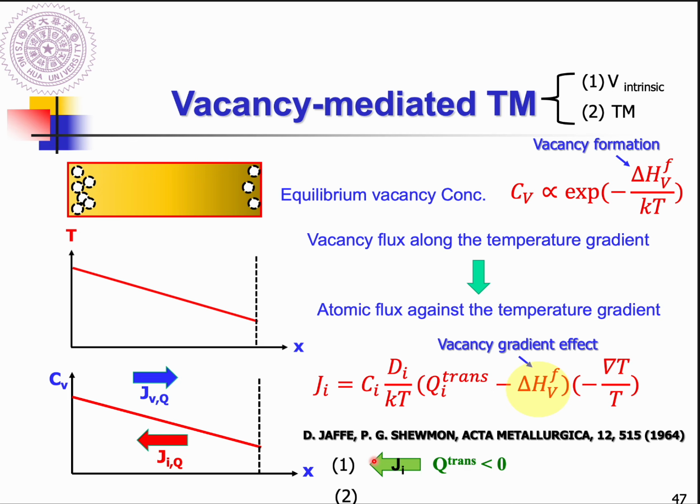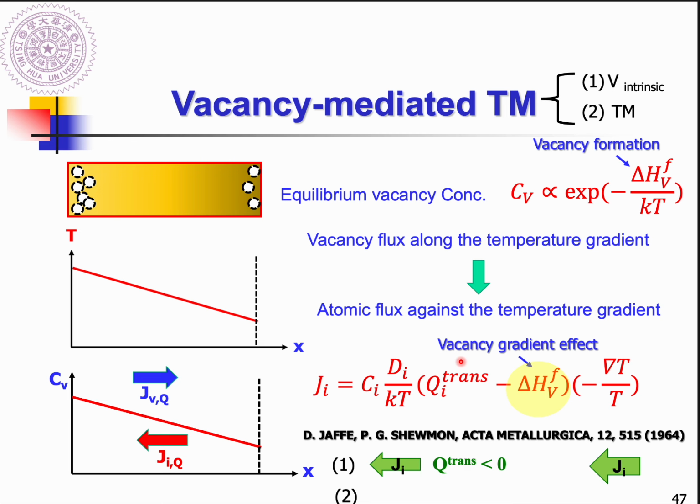Under this situation, we also know there's atomic flux due to the vacancy concentration variation, right? So this plus this. This one is minus, or negative. Minus a positive one is more negative, right? So the flux will increase. It's reasonable, right? This plus this one, you got a larger atomic flux toward the left-handed side.